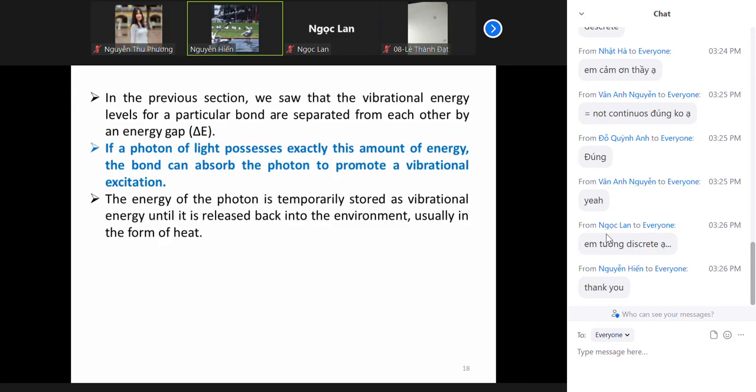The energy of the photon is stored as vibrational energy. It is released back into the environment, usually in the form of heat.